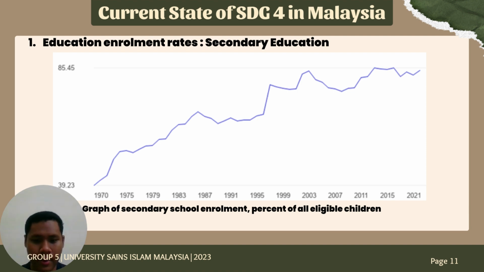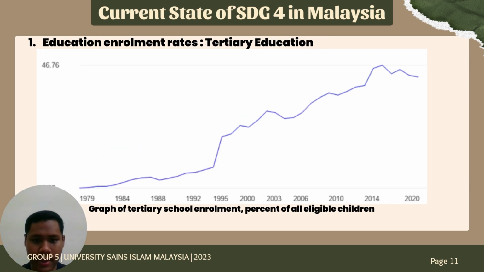For that indicator, we provide data from Malaysia from 1970 to 2021. The average value for Malaysia during the period was 68.99%, with a minimum of 39.23% in 1970 and a maximum of 85.45% in 2017. The latest value from 2021 is 84.54%. For comparison, the world average in 2021 based on 53 countries is 79.49%.